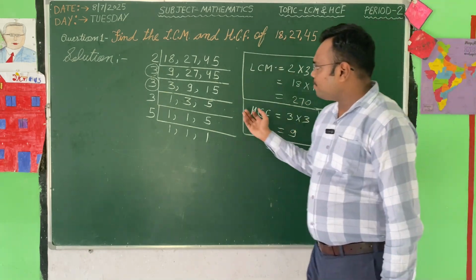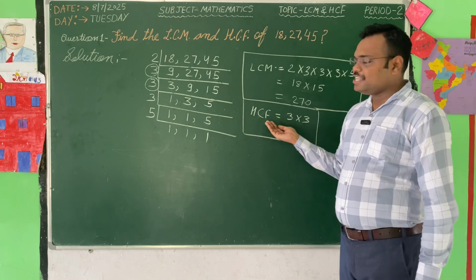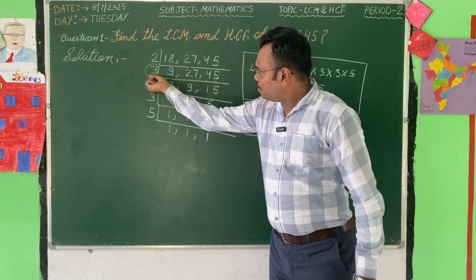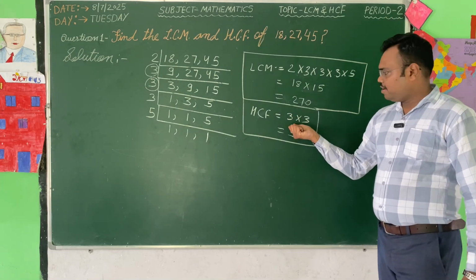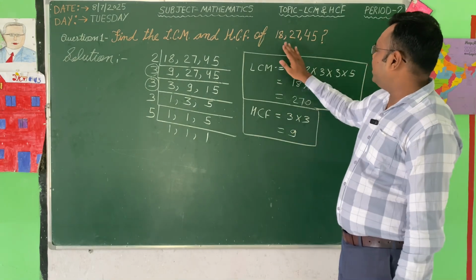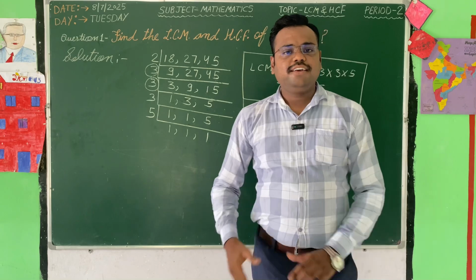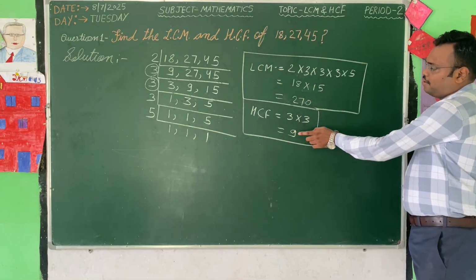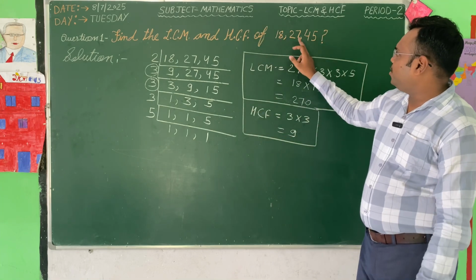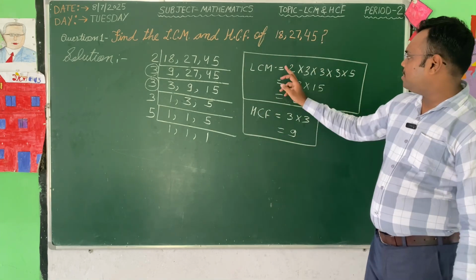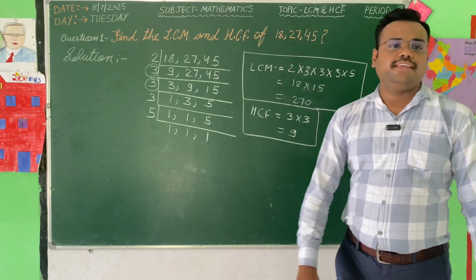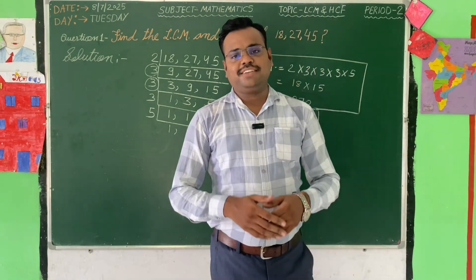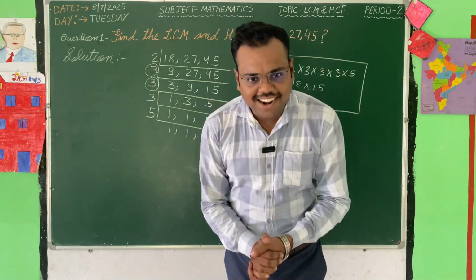Now we can see the HCF, that means highest common factor. Here 2 numbers have a circle on them, so we take them and write 3 into 3. So, the HCF of 18, 27 and 45 is 9, and the LCM of 18, 27 and 45 is 270. This is the simple process to find the LCM and HCF of the given numbers simultaneously. Got it? Okay, write down.